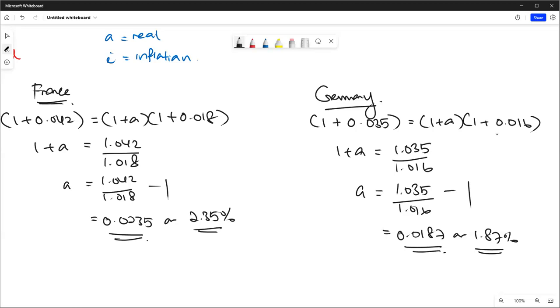Some of you might be confused how to change to a percentage. Just multiply by 100. Just change the fraction into a percentage. So this is the Fisher effect. It's a pretty bonus question if it's going to come out in your midterm or in the final. So please be prepared. It's a very common question.